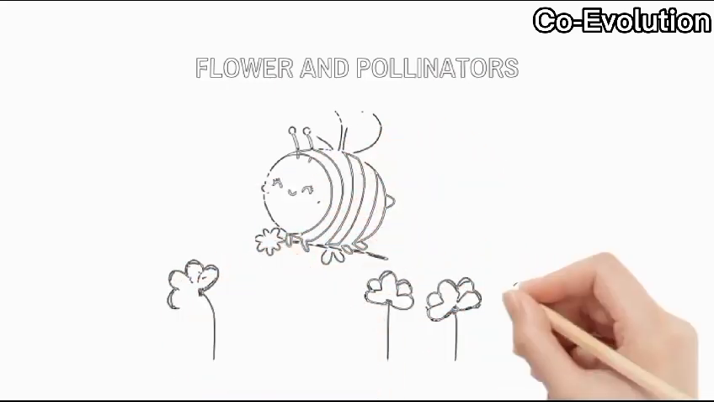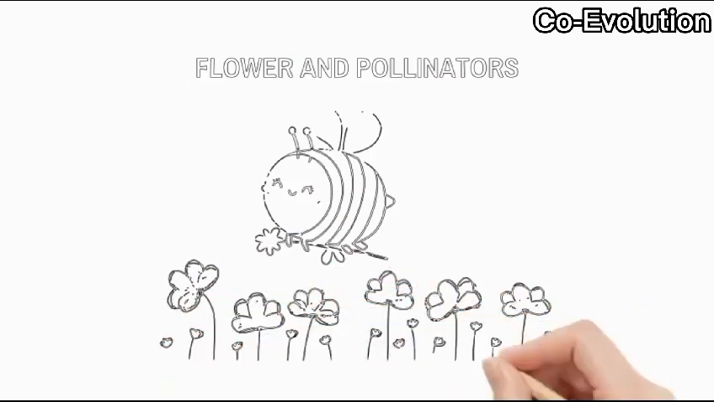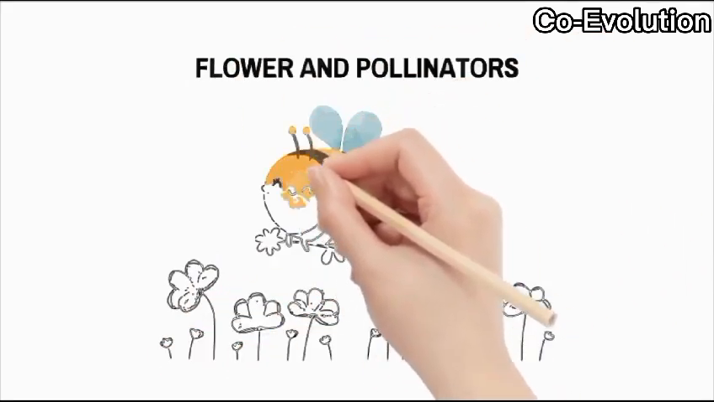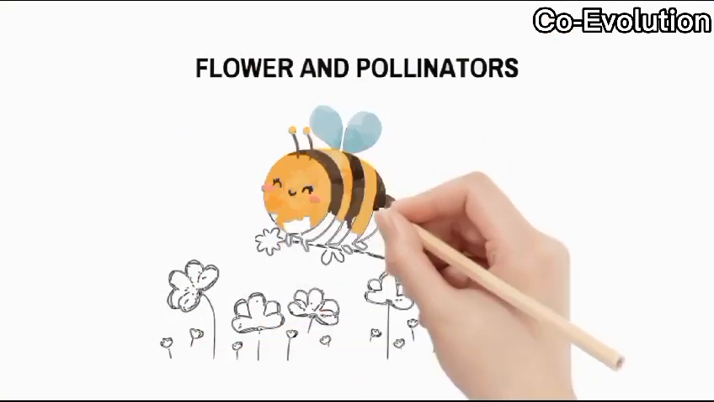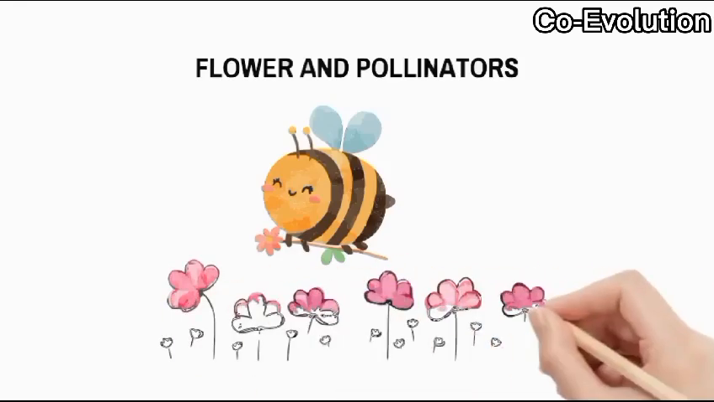Flowers and bees, for example, have co-evolved for mutual benefit, such as flowers have evolved to produce nectar, a source of energy for bees, while bees have evolved to have specialized structures for collecting and transporting pollen.